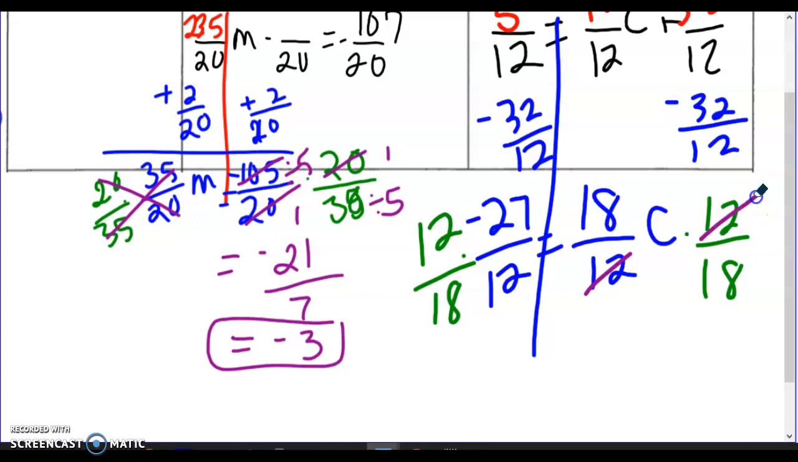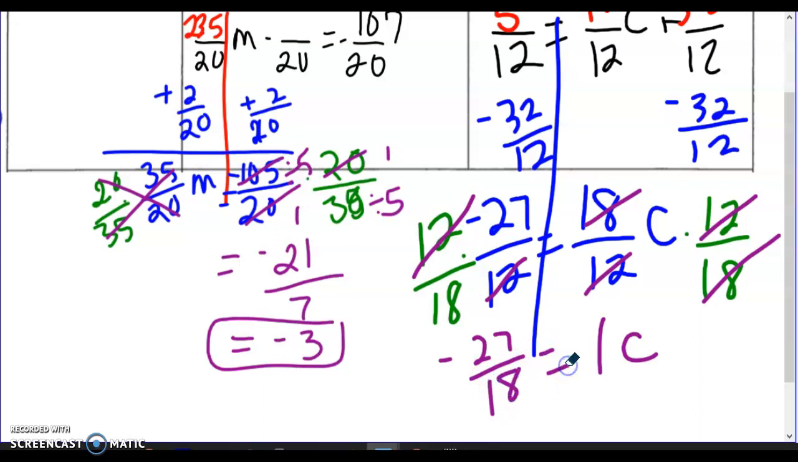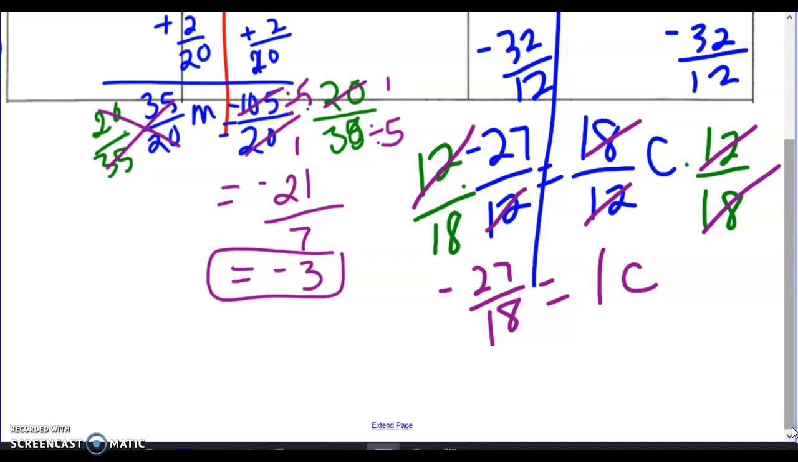Okay, now 12 and 12, 18 and 18. That cancels to 1c. Okay, 12 and 12. So now I have negative 27 over 18. Well, that's good, but I can't leave it like that. So 9 goes into both negative 27 and 18. So divide by 9, and I get negative 3 halves equals c.